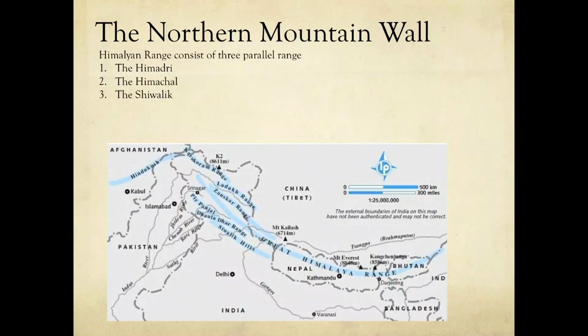Then we come to the Northern Mountain Wall. This is called the Northern Mountain Wall because it's a mountain range and it works as a wall against the cold air coming from the northern pole towards India. The Himalayan range consists of 3 parallel ranges: Himadri, Himachal and Shivalik. The northernmost range is Himadri, the middle one is Himachal, and the southernmost is Shivalik.